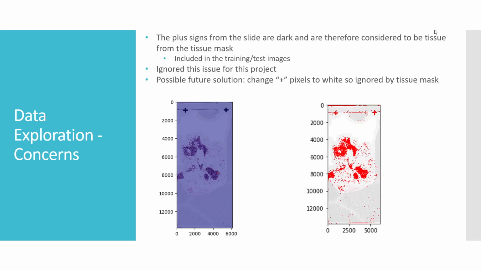Another concern is that there are these plus signs on some of the slide images. I'm assuming it's from the way the slide is read at the clinic. And so again, the problem is that these plus signs are black, and so they're considered as tissue. I kind of ignored this issue for this project, but a possible future solution would be to change these plus pixels to white, or to see which images have this issue and just basically crop them.